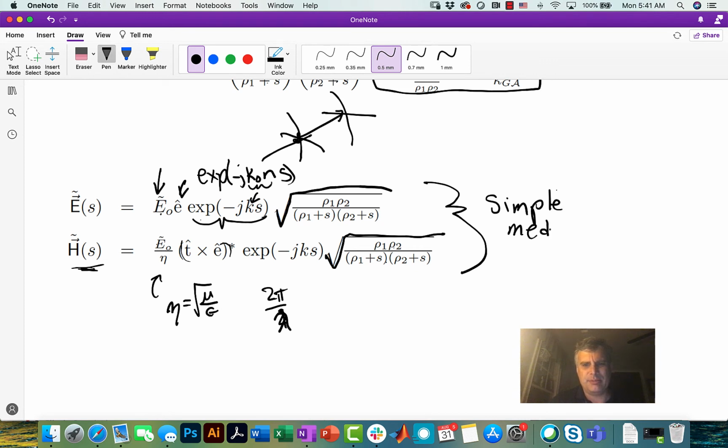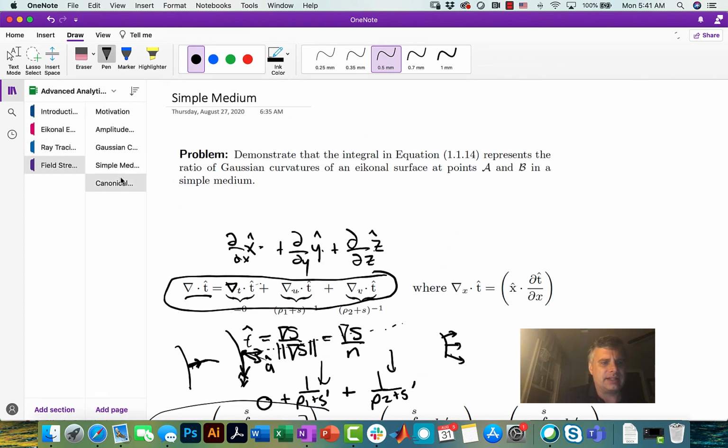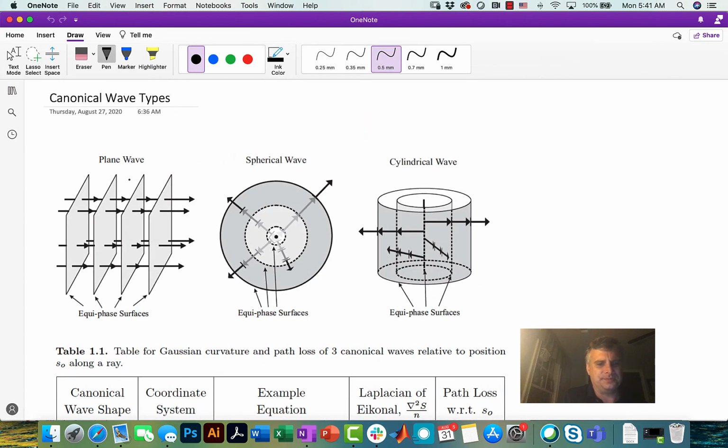And this is in a simple medium. So a lot of math just to get something that hopefully you've got a little bit of intuitive understanding behind, but it's nice to see it all worked out. And this general solution that we have is actually quite useful. Let's go ahead and take a look at some canonical wave types.